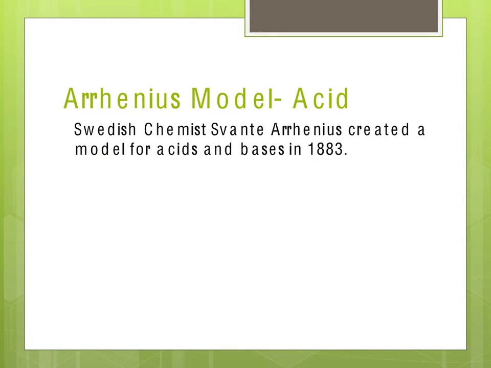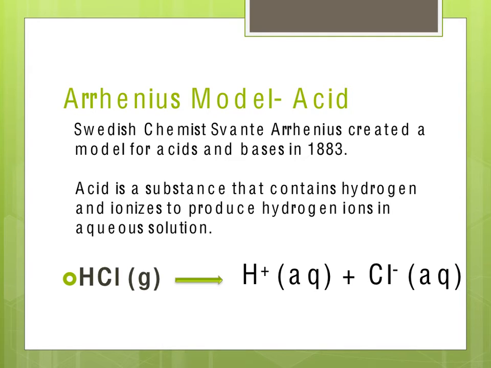So the first model of acids and bases is the Arrhenius model. It is named after a Swedish chemist, Svante Arrhenius. He created this model around 1883. In his model, his definition, he defined an acid as a substance that contains hydrogen and ionizes to produce hydrogen ions in aqueous solution.